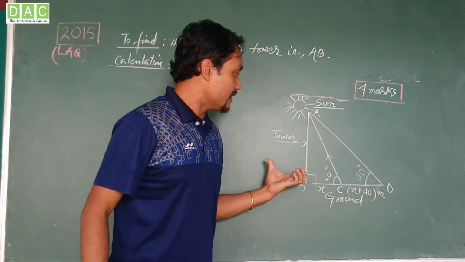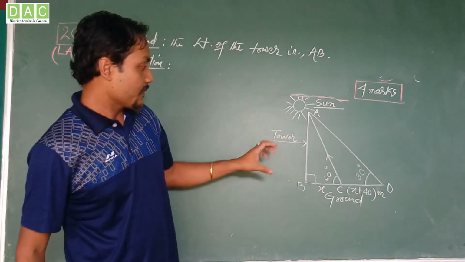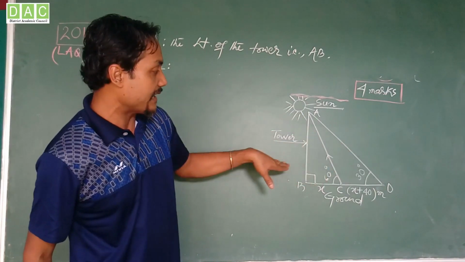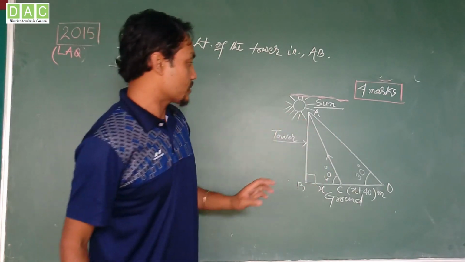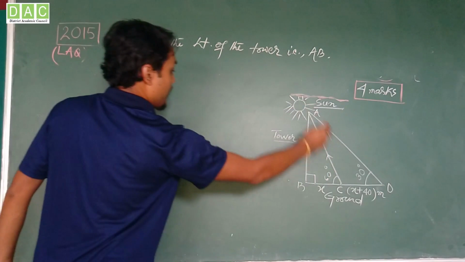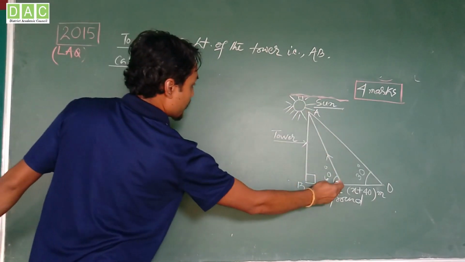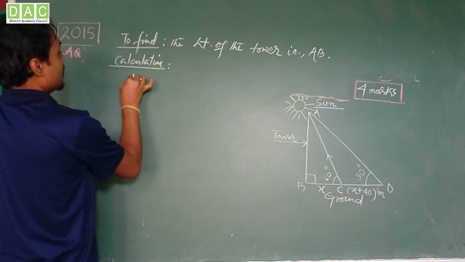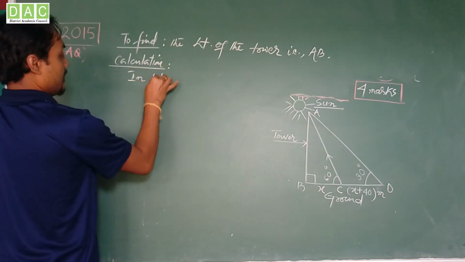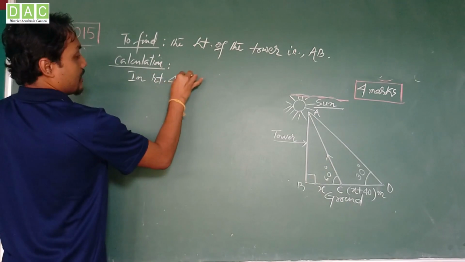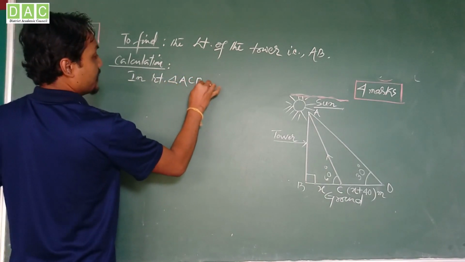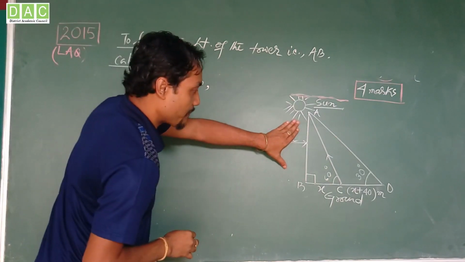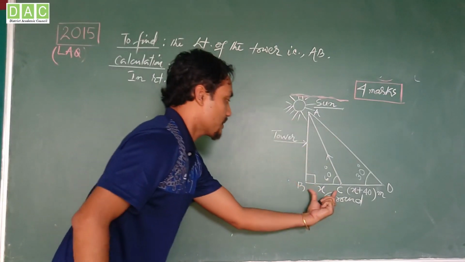But in these two right angle triangles, what we can see here is that the tower part, the height part, is common to both of these right angle triangles. AB is common. So first we can take ACB, or you can write ABC, no problem. Here in right angle triangle ACB, since this is the perpendicular, the height of the tower, this is the base.